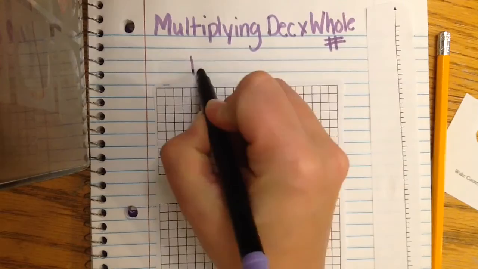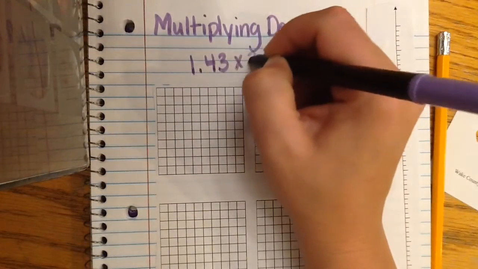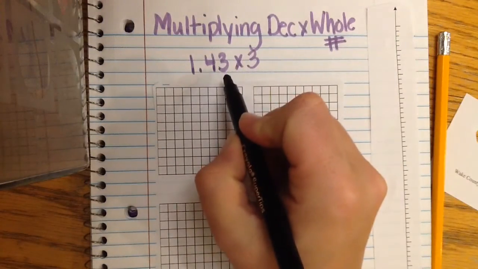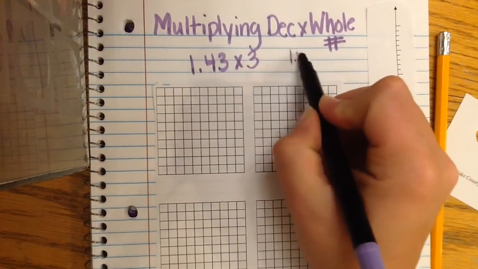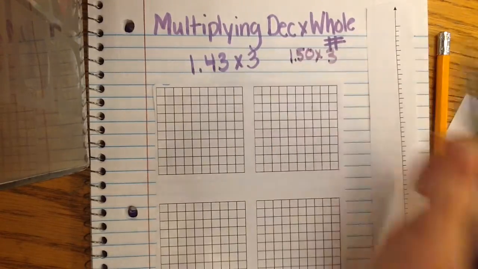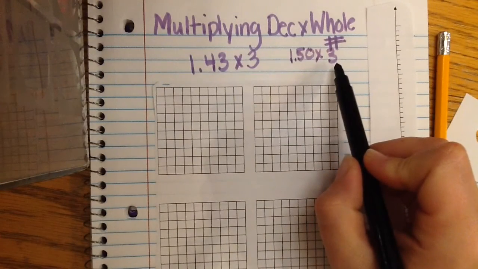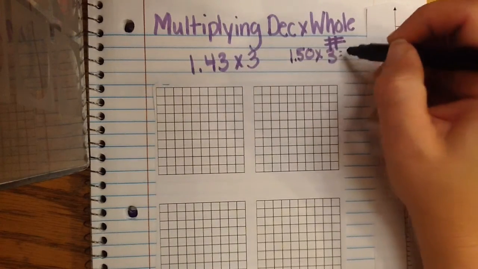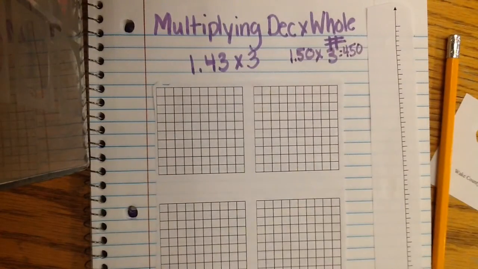Let's do 1 and 43/100 times 3. So I'll estimate this first. 1 and 43/100, or $1.43, is going to go to $1.50, times 3. $1 times 3 is $3. 50 cents times 3 is $1.50. So 3 plus $1.50 is $4.50. Or 3 times 15 is 45.